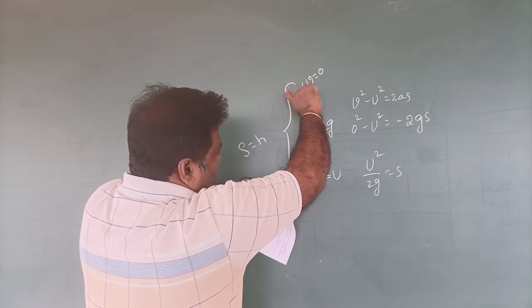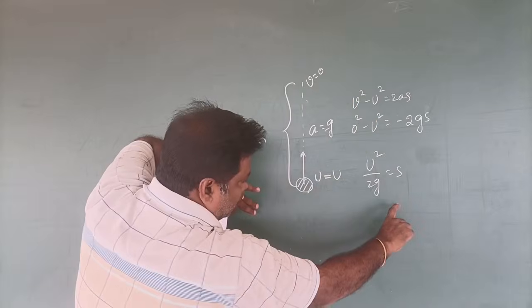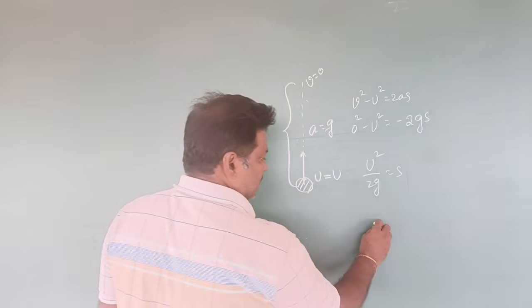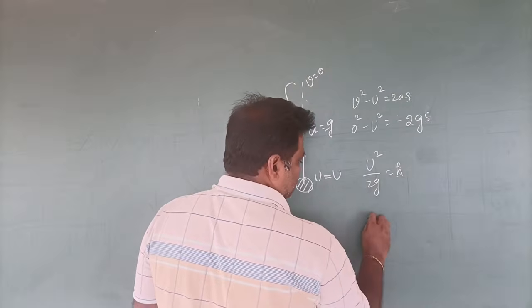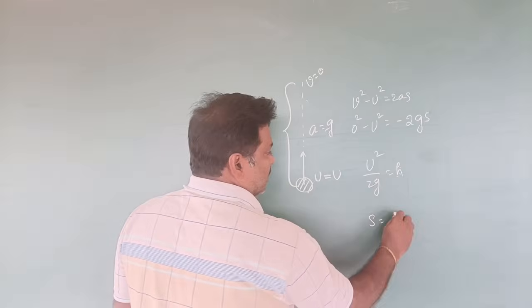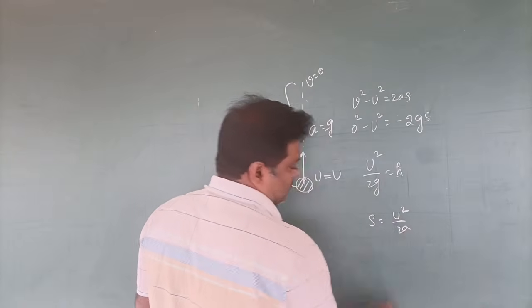Observe this one. When it is horizontal, then a is equal to g. Then here s, that is h, is equal to u square by 2g. If it is horizontal motion, s is equal to u square by 2g. This is your answer.